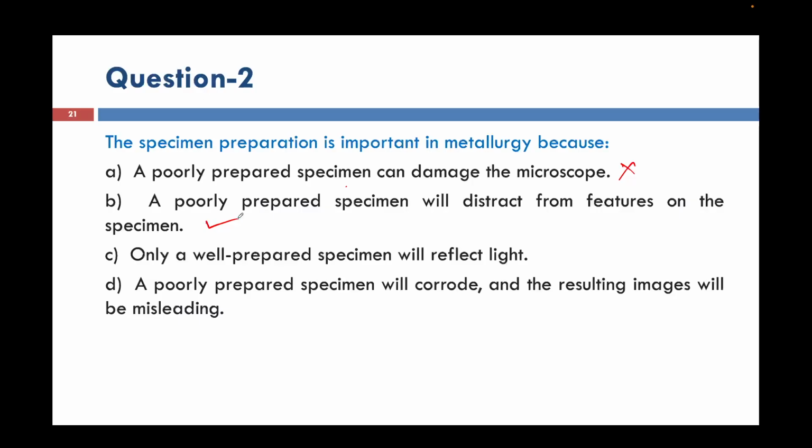We will not get a proper image. We will rather get a distorted image. So this is correct. C, only a well prepared specimen will reflect light. No, not necessarily, because a badly prepared specimen also reflects light. It might not give us bright light, and destructive interference might also take place. D, a poorly prepared specimen will corrode and resulting images will be misleading. Not necessarily, the corrosion might not happen. So the correct answer is B. A poorly prepared specimen will distract from features on the specimen, and we will get a misleading image. So B is the correct answer for this.